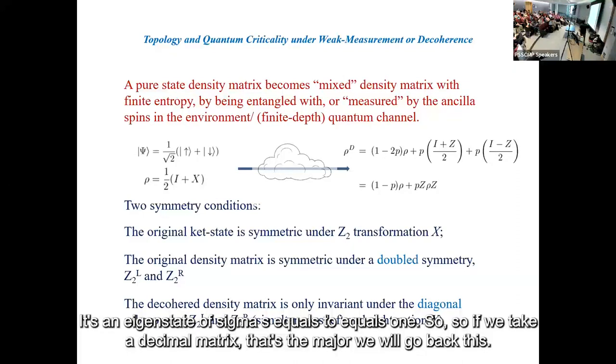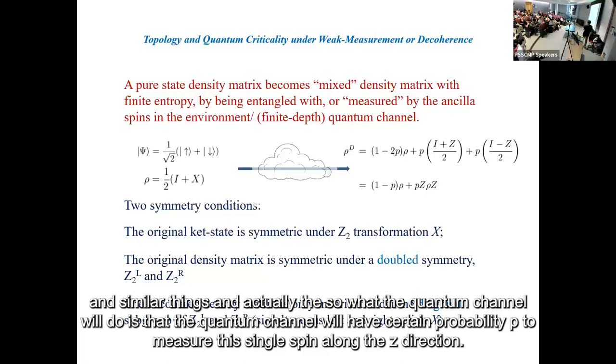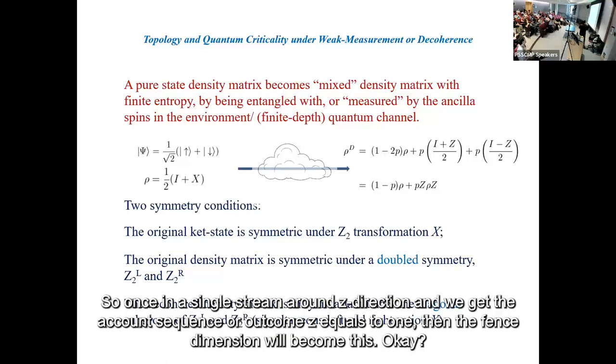If we take the density matrix, it will look like this, where I is the 2x2 identity matrix and X is the Pauli matrix sigma X. This is the density matrix for this qubit. It's actually a pure state density matrix. Now let's say we let it go through a channel of ancillary spins, and what the quantum channel will do is, with a certain probability P, measure this single spin along the z direction. Once it measures the single spin along the z direction and we get the outcome z equals one, then the density matrix will become this.